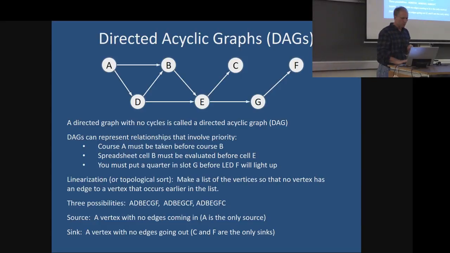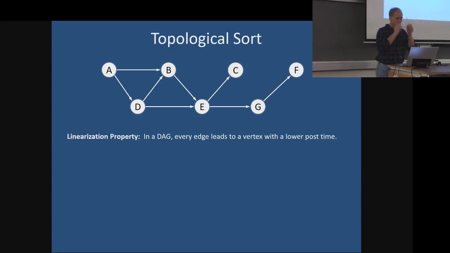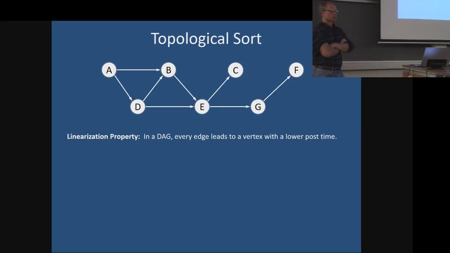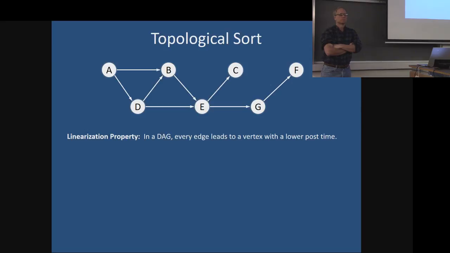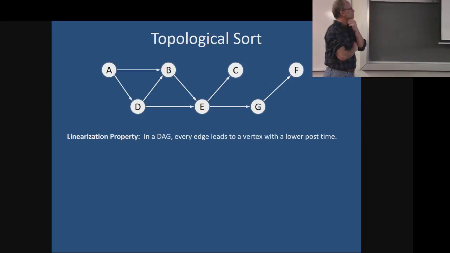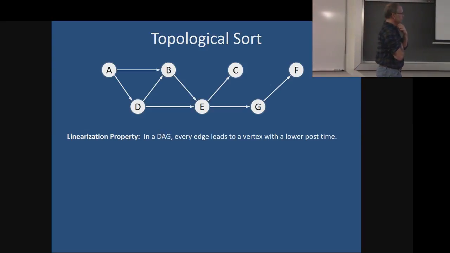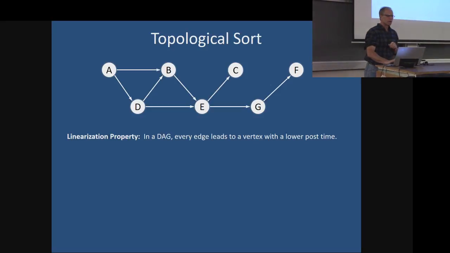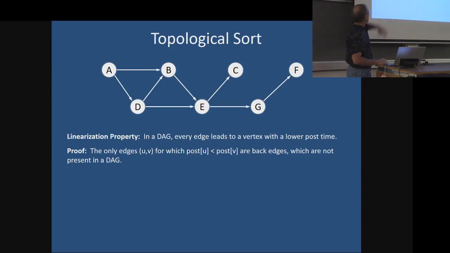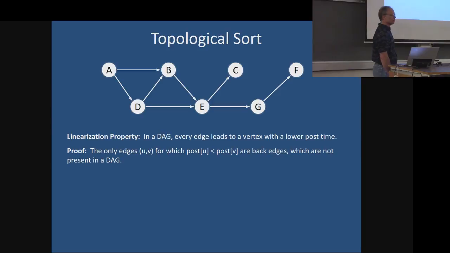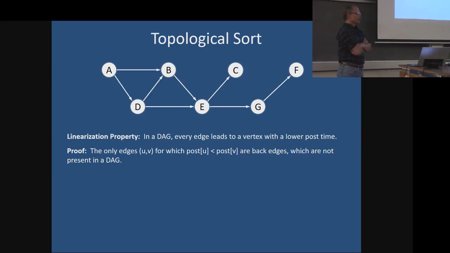Now, what was our algorithm for linearizing, for topologically sorting the DAG? I'll read the answer from the slide. Do a depth first search with pre and post numbers, and then sort the post numbers in descending order. Okay? So what this says is that in a DAG, every edge leads to a vertex with the lower post time. No matter how I do the depth first search, every edge will lead to a vertex with the lower post time. So there'll be some sink that has the highest post time of all. Now, why does that work? How can we know that?